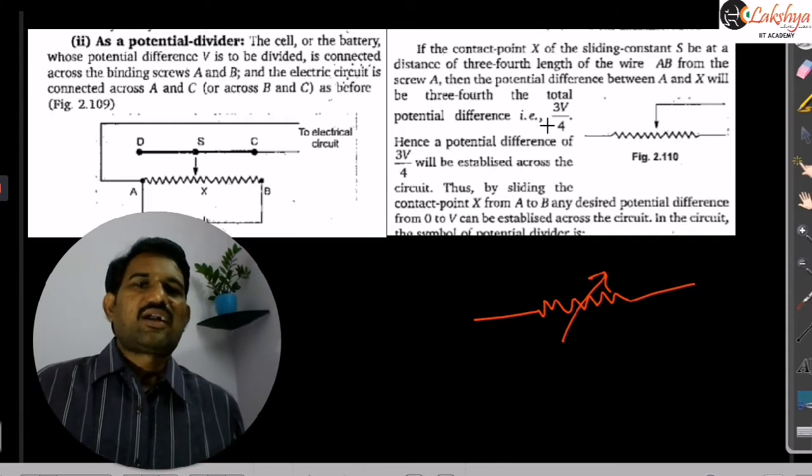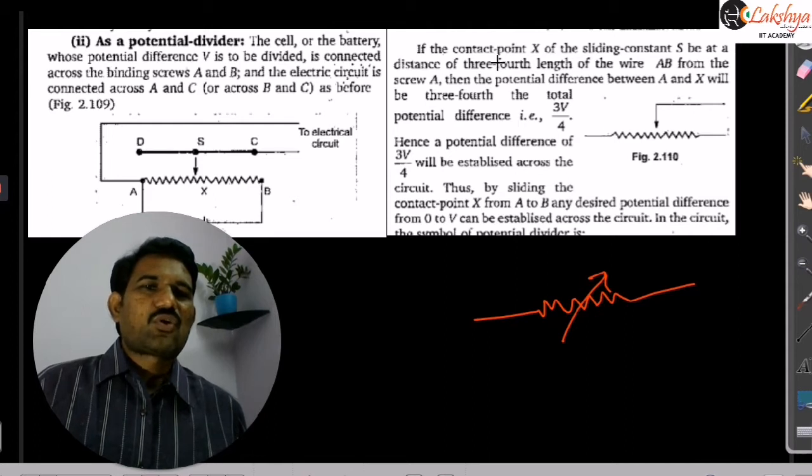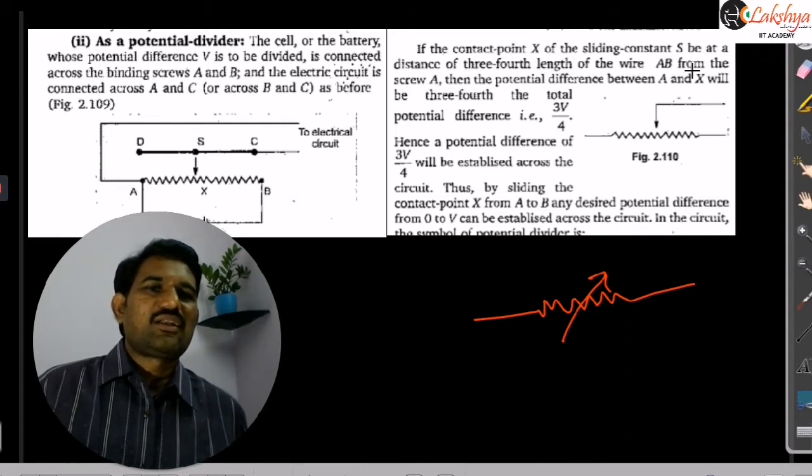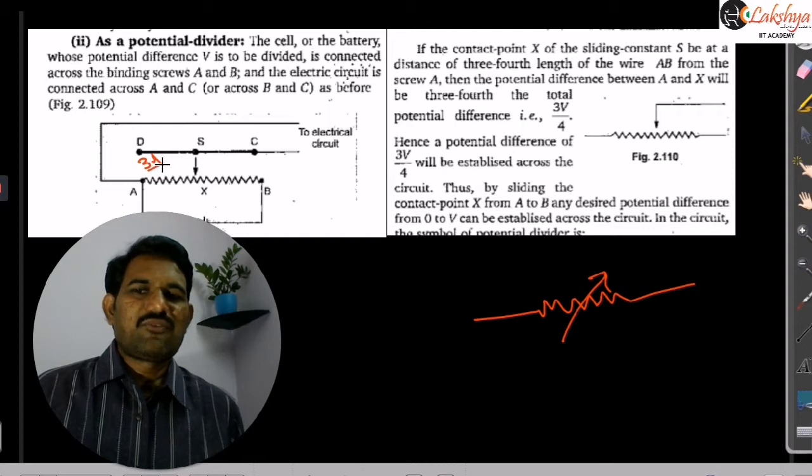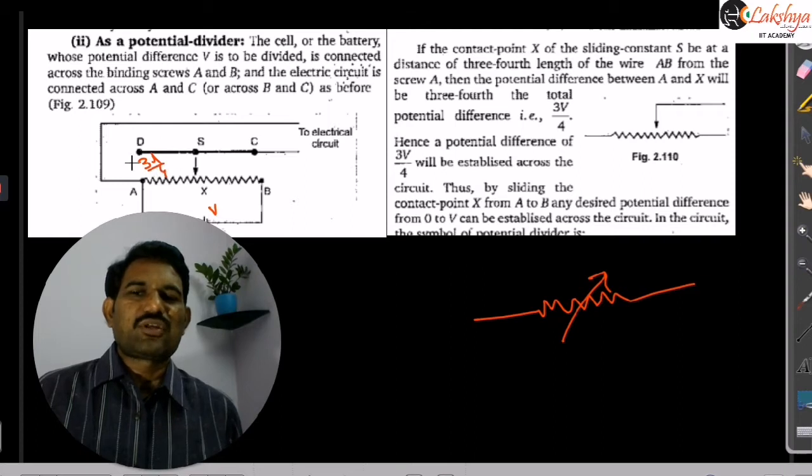Here it is given that if the contact X of the sliding wire can be at a distance of 3/4 of the length of the wire AB from A, the potential difference between A and X will therefore be 3/4 of the total potential difference. Simply, what they are saying is if this length is equal to 3L/4, then the total potential difference V will be there across this total resistance. If you take only this length, then that is the potential difference across AX.